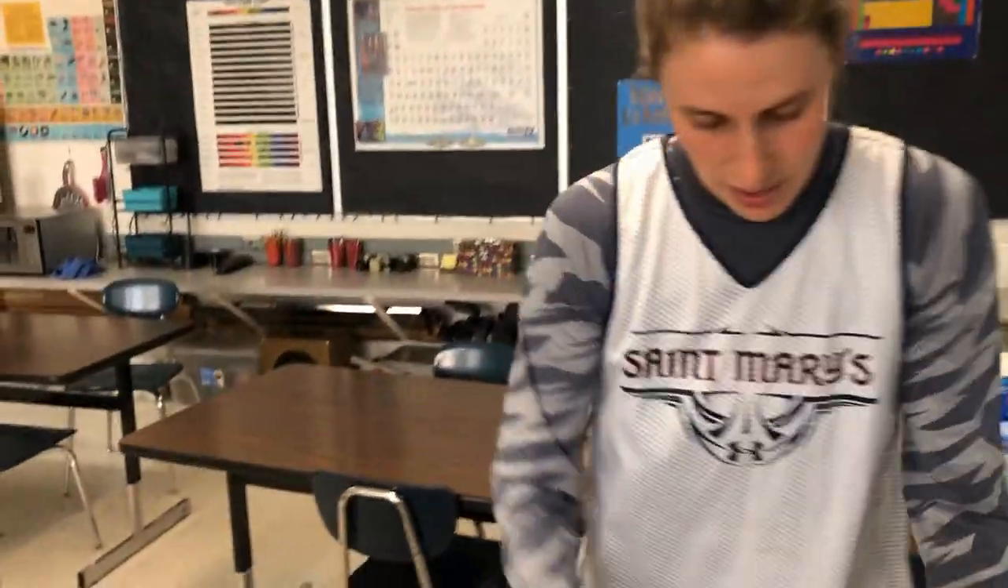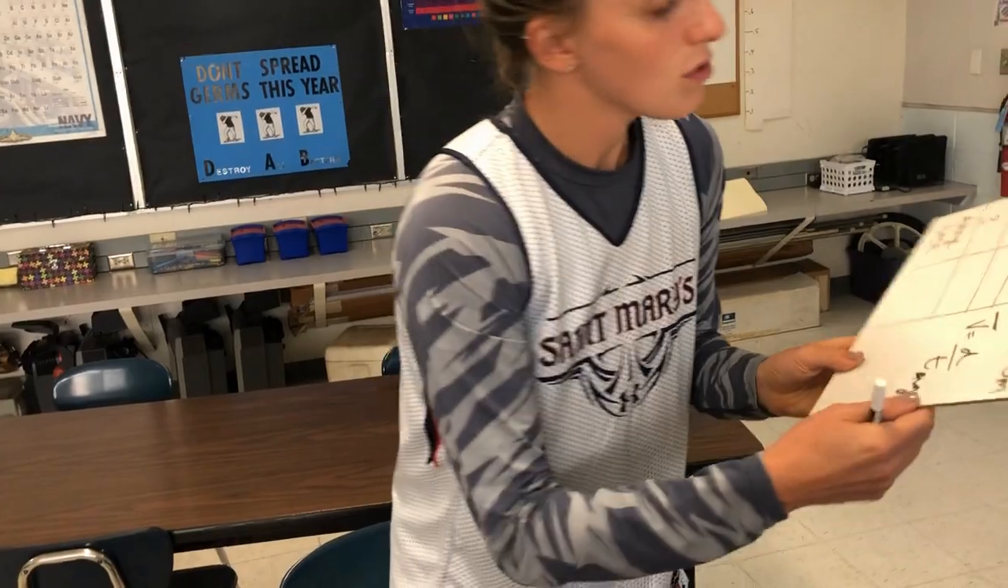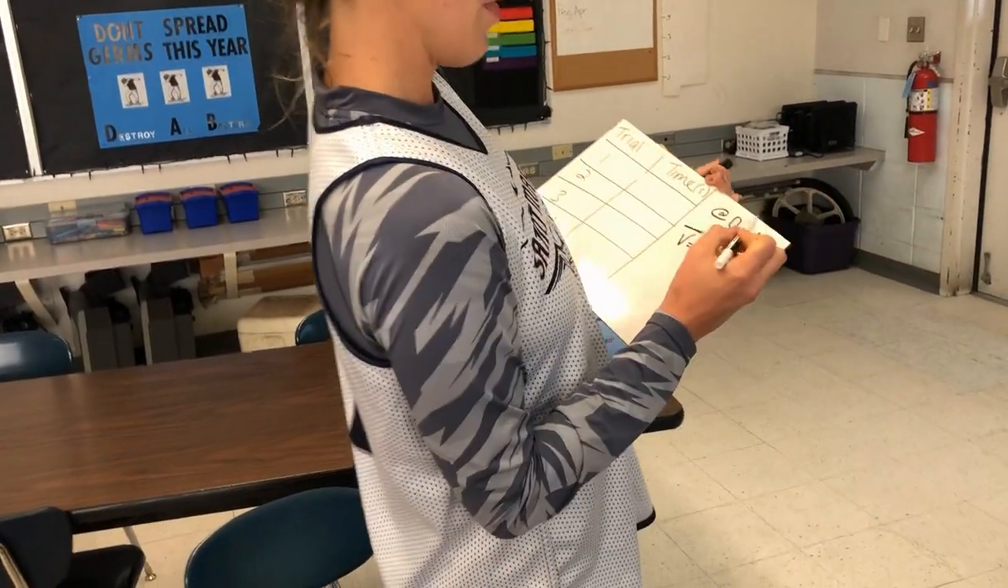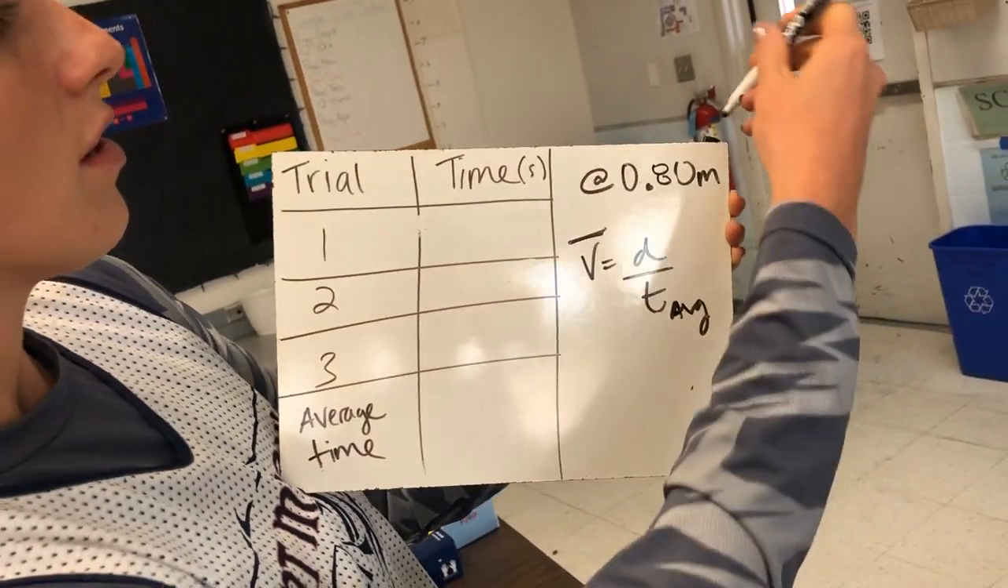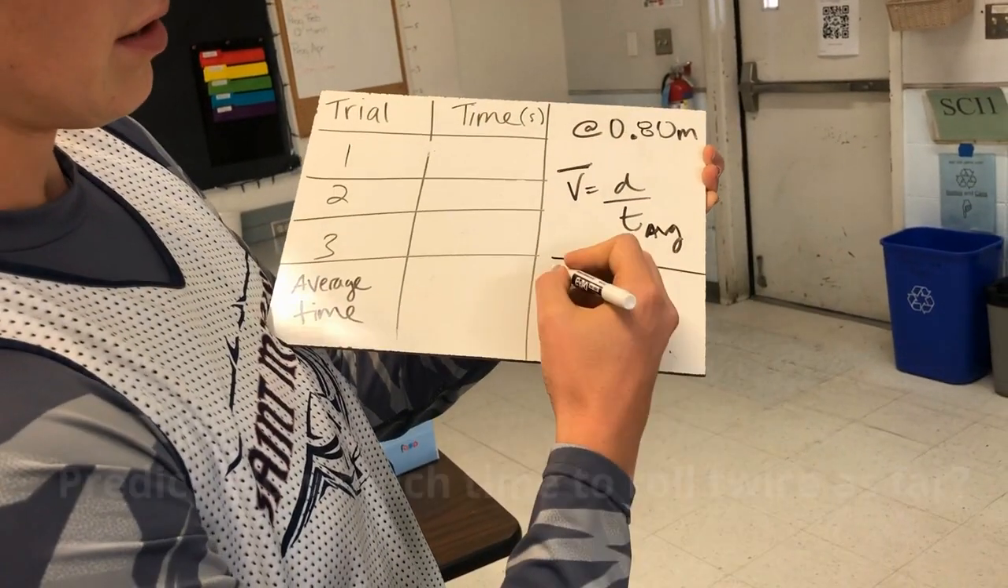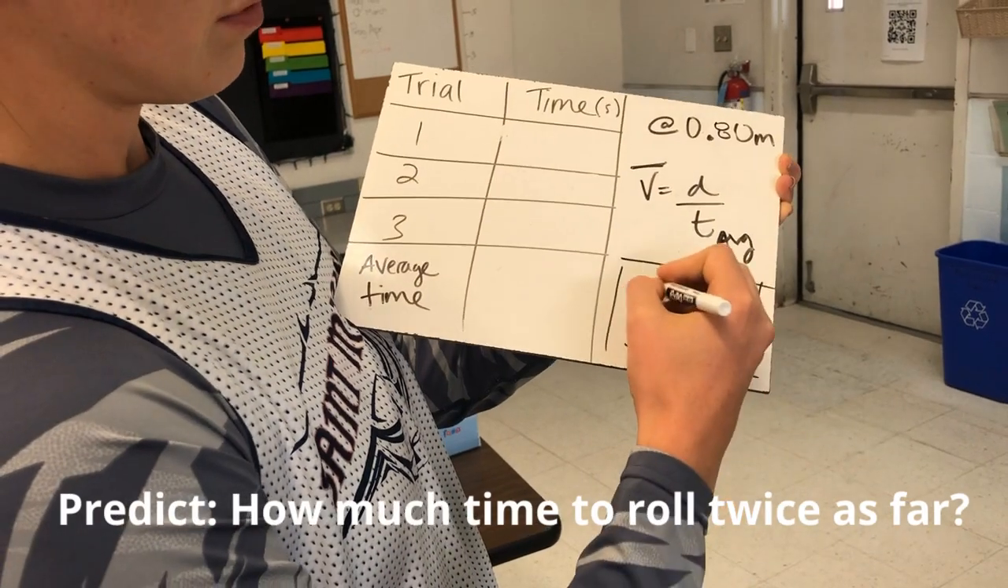So let's go ahead and do this. Again, pause, make your notebook look like this. 0.8 meters now there. And write a prediction down. Make a little prediction right here. What's that prediction going to be?